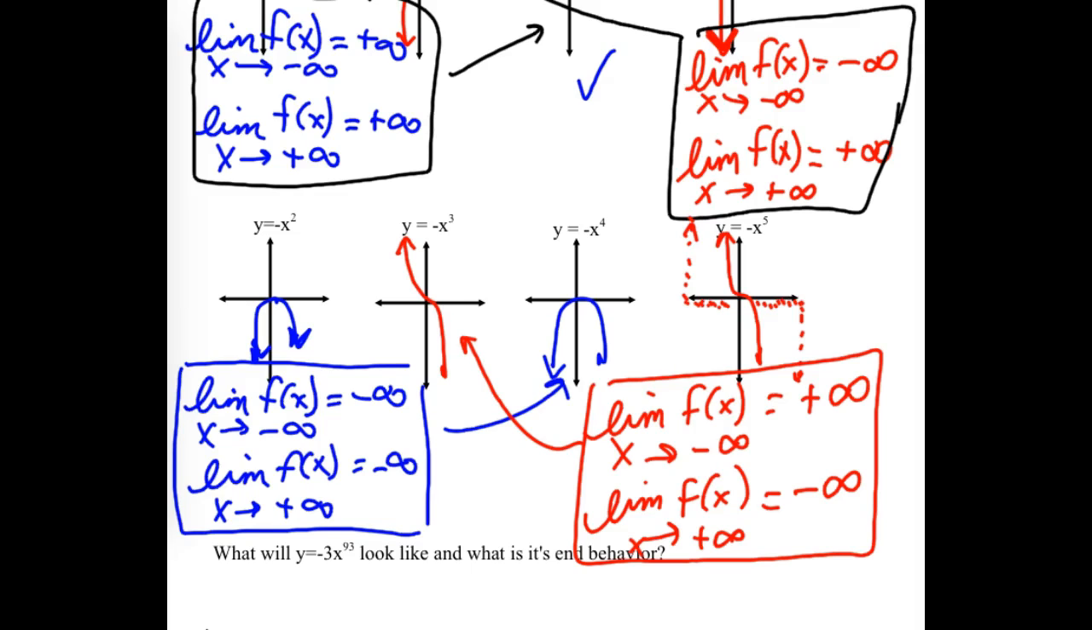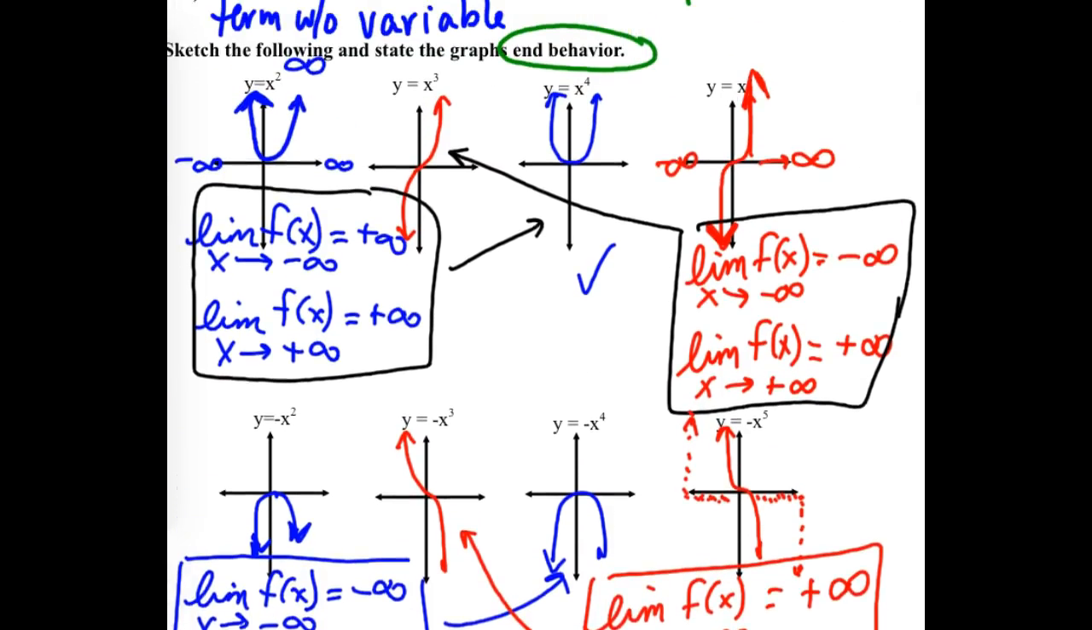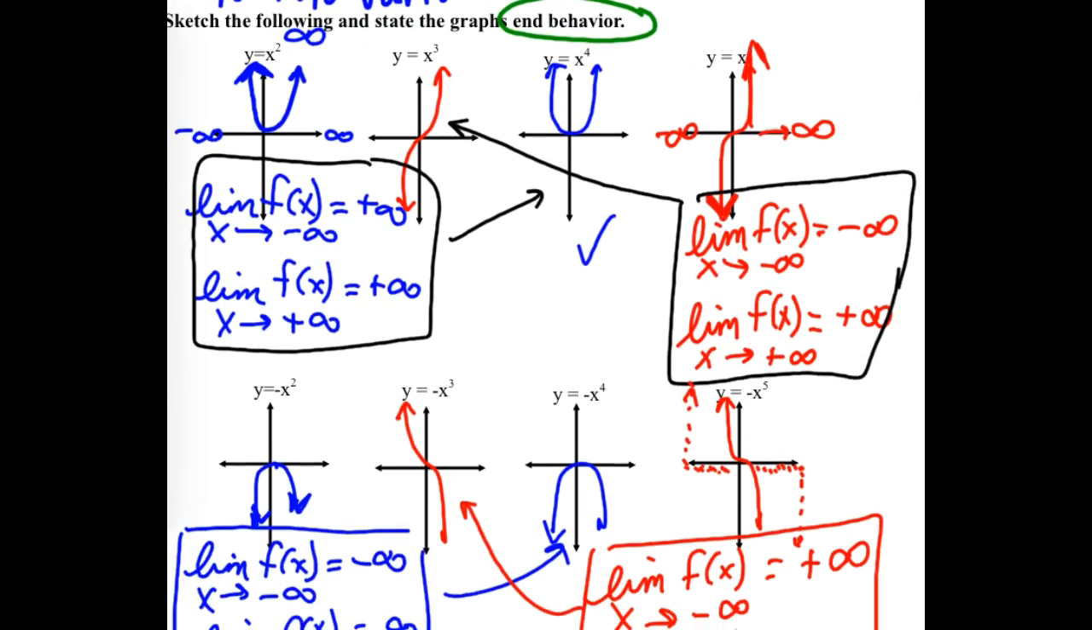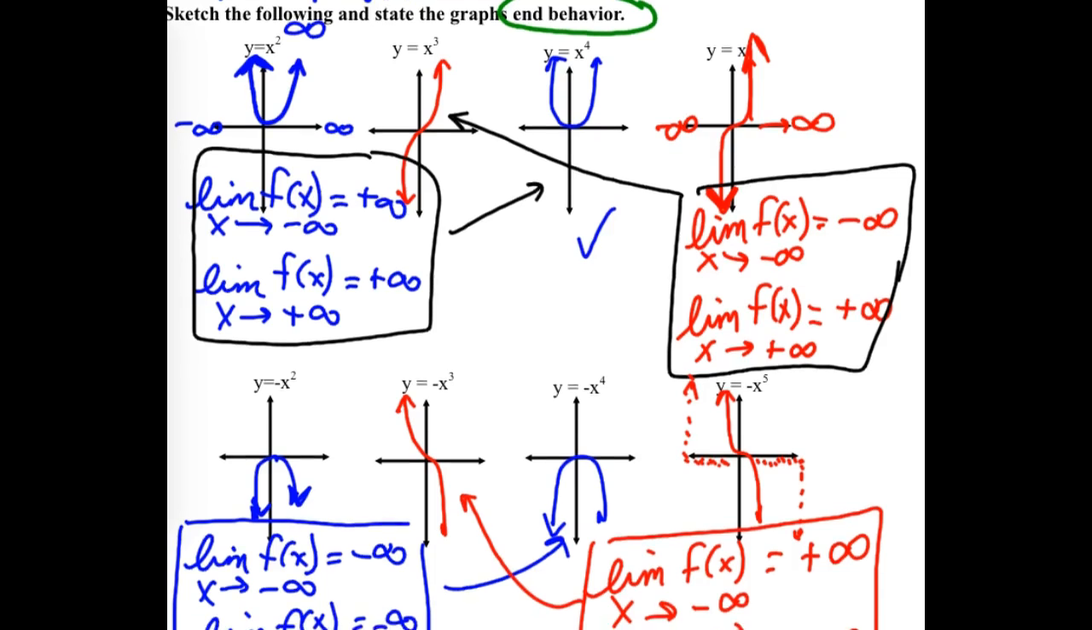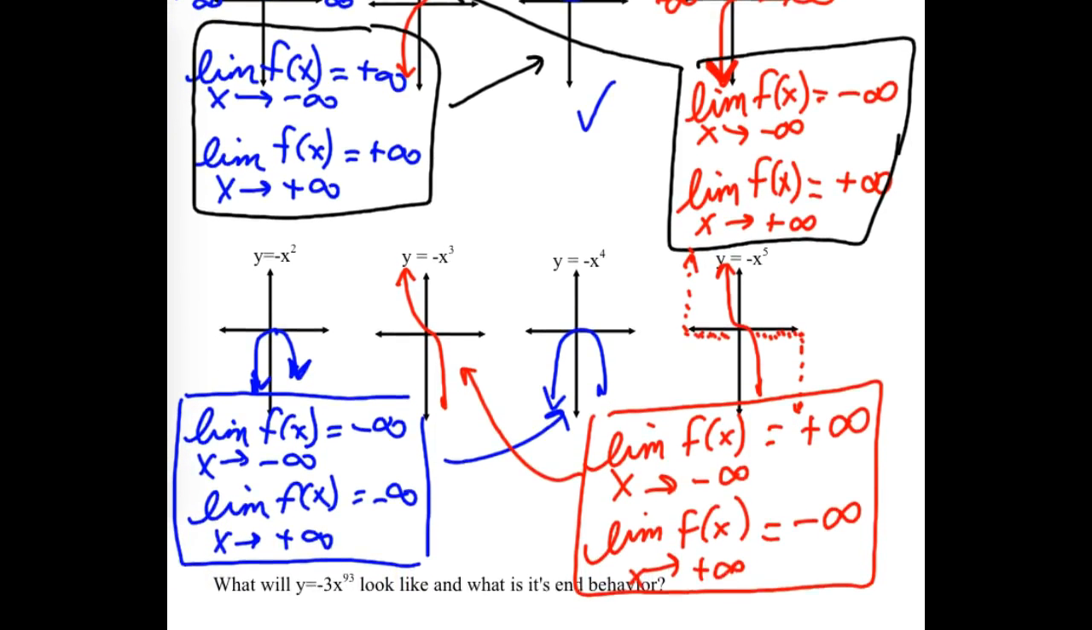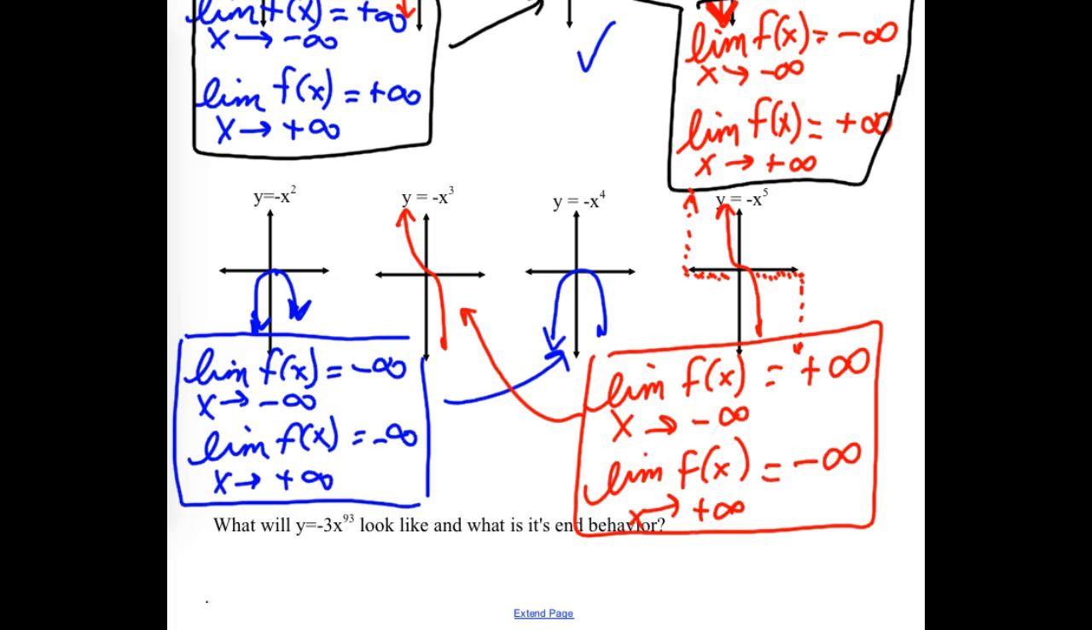Okay, so we can really determine the end behavior simply by looking at the power. If you look at all the red ones, the highest power here was an odd number, a 3 or a 5. If you look at all the blue ones, the highest power was even, a 2, a 4. And so if we graphed an x to the 6th, an x to the 8th, they'd still look like these blue graphs.